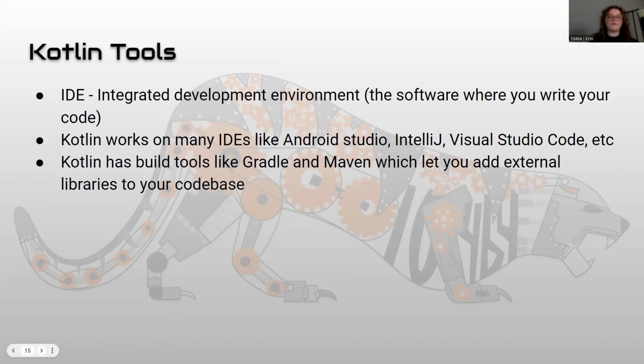So, Kotlin tools. Kotlin works on lots of different IDEs, which are integrated development environments, the software where you write your code. IDEs like Android Studio, which is what we recommend and use because it's made specifically for Android development, and you can also use ADB with it. Other ones like IntelliJ and Visual Studio Code will also work with it just fine.